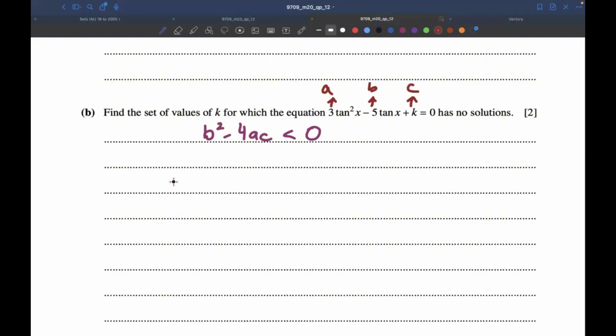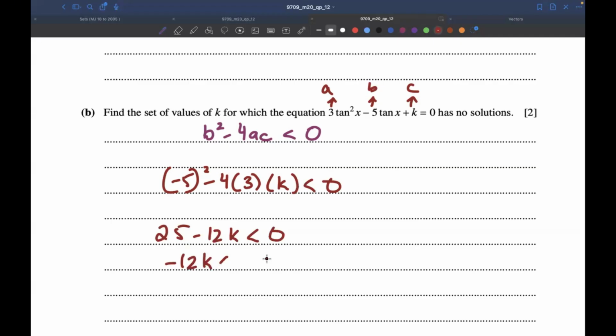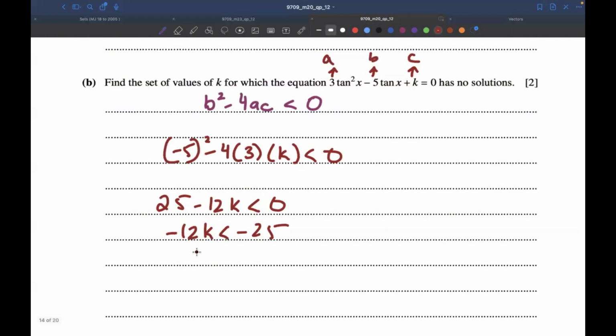So we'll write minus 5 whole squared minus 4 times 3 times k as less than 0. We'll get 25 minus 12k as less than 0. And finally, taking 25 on the right hand side, we'll get 12k as less than minus 25. Switching the signs, this sign will flip. We'll get 12k greater than 25, and finally k is greater than 25 upon 12. So these are the set of values of k for which the equation has no solutions.